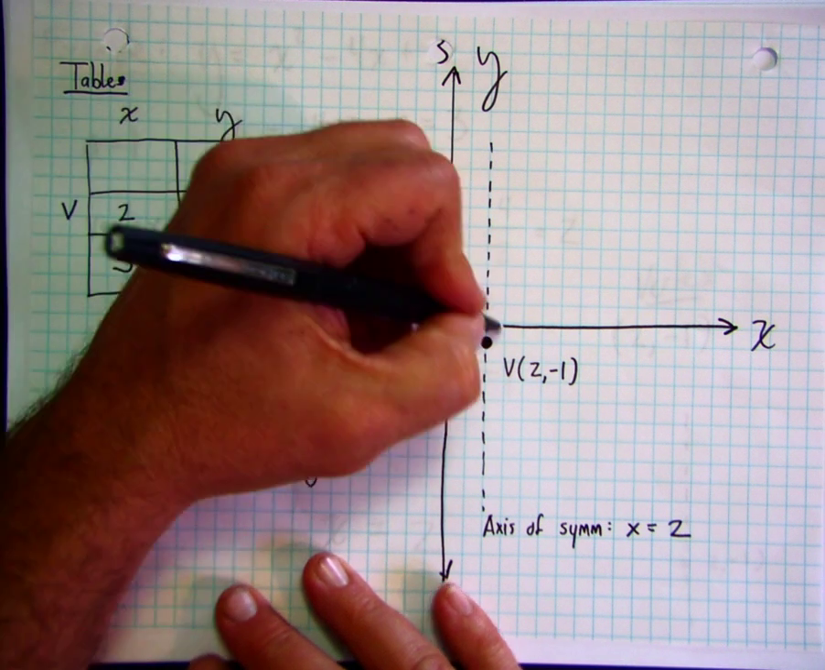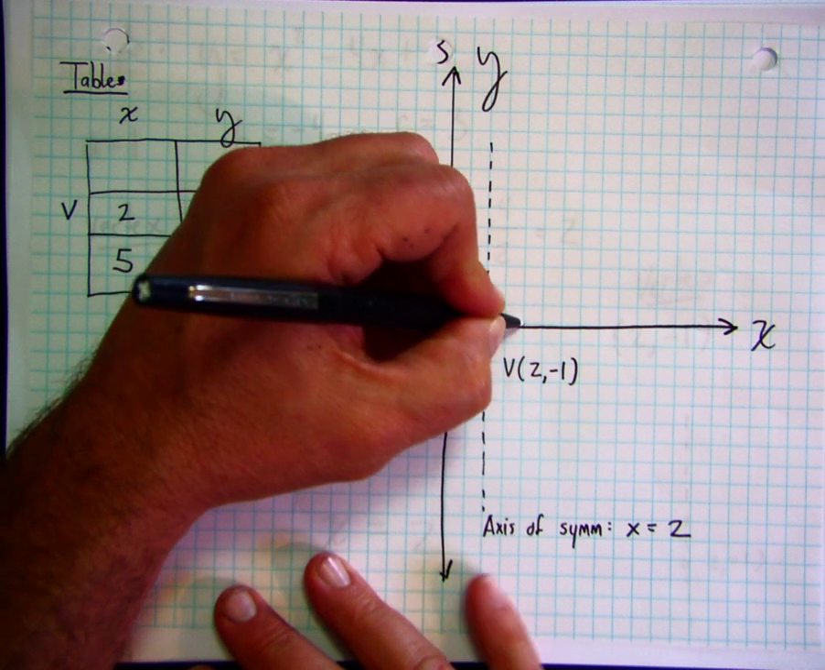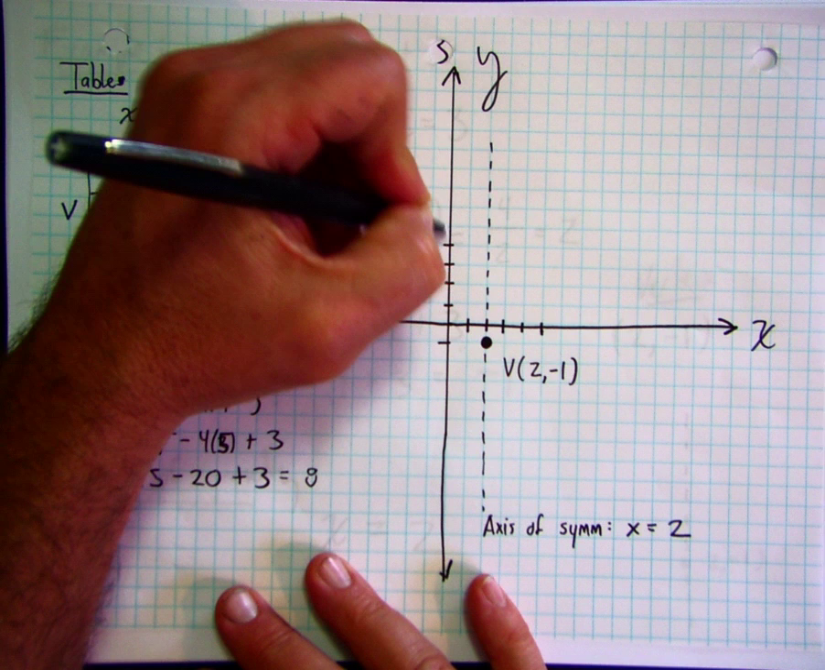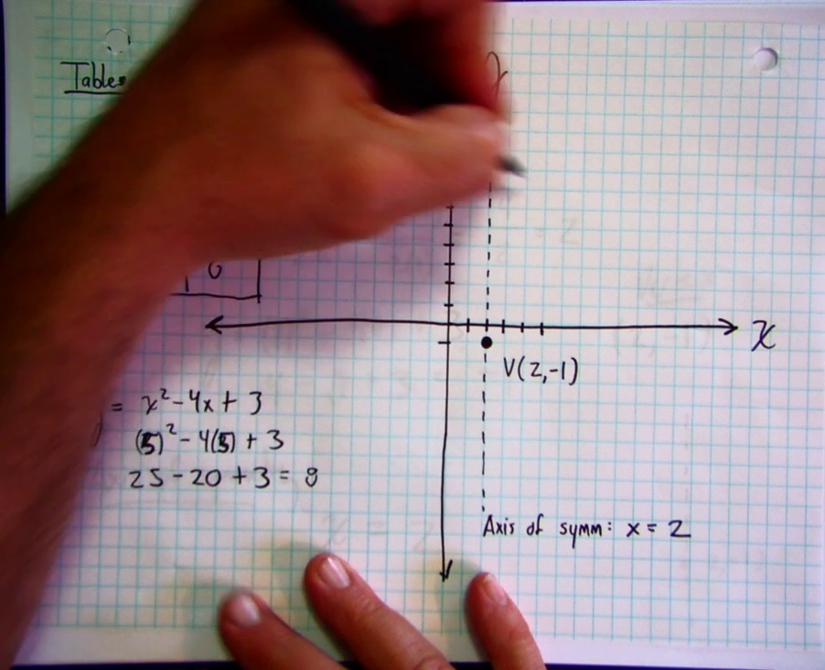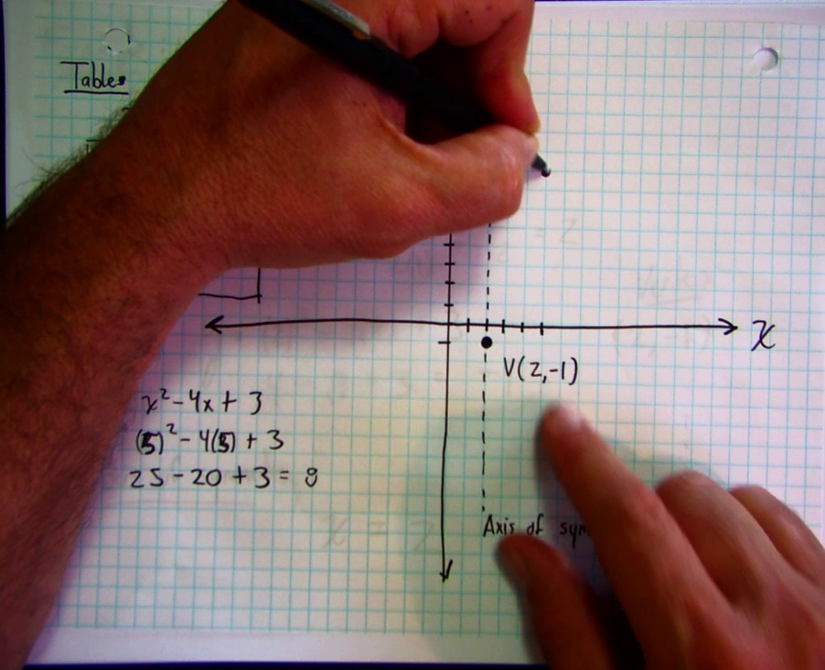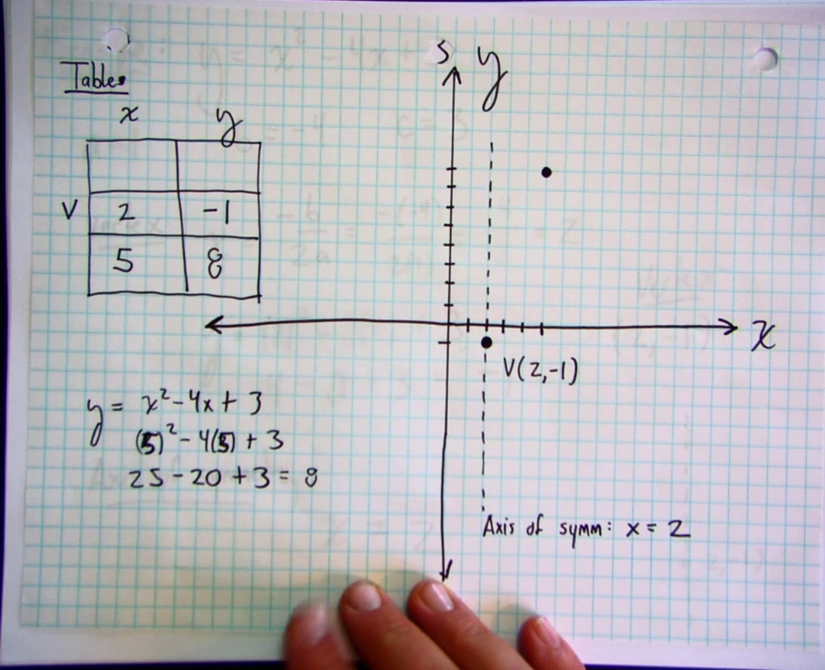And I can graph that point. That's 1, 2, 3, 4, 5, and then 1, 2, 3, 4, 5, 6, 7, 8. Let's get this just right. That's the point right there, and that's a point that's on the parabola.